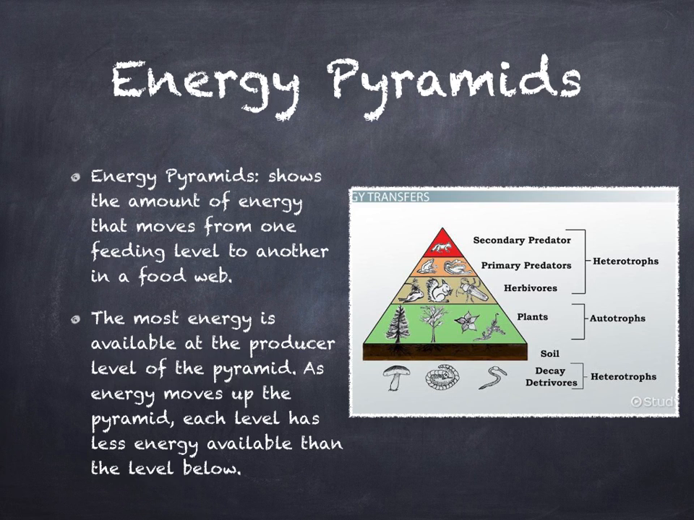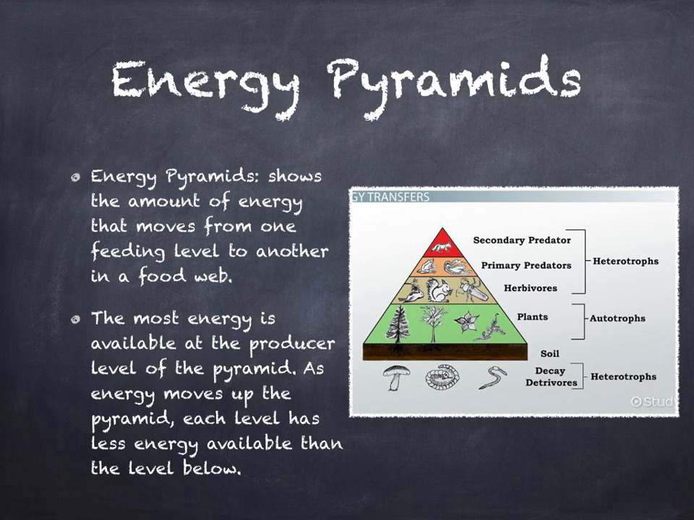In general, only about 10% of the energy at one level of a food web is transferred to the next higher level. Most of the energy at each level is converted to heat. Since about 90% of the food energy is converted to heat at each step, there is not enough energy to support many feeding levels in an ecosystem.